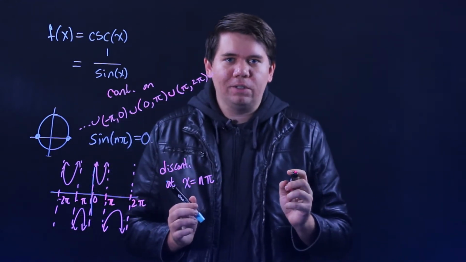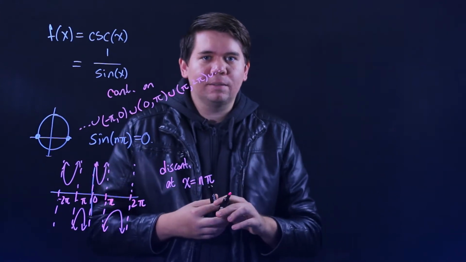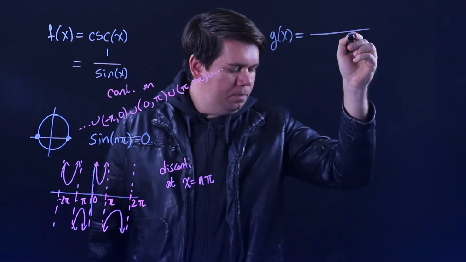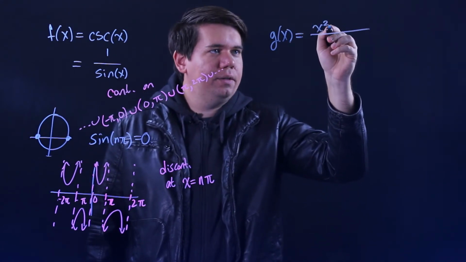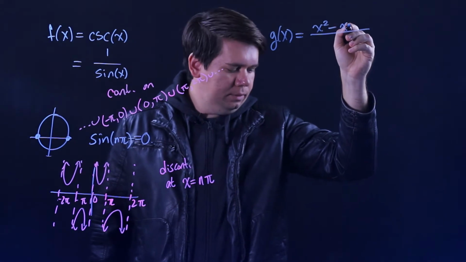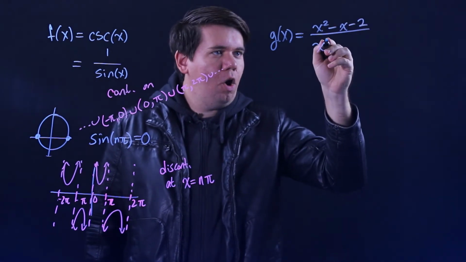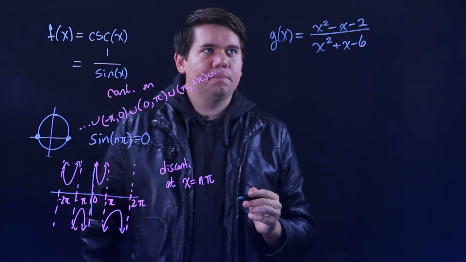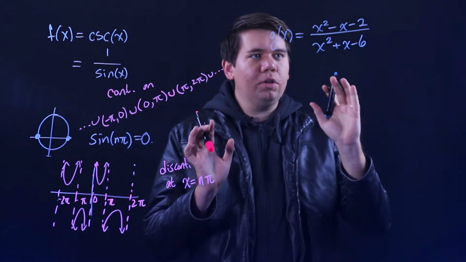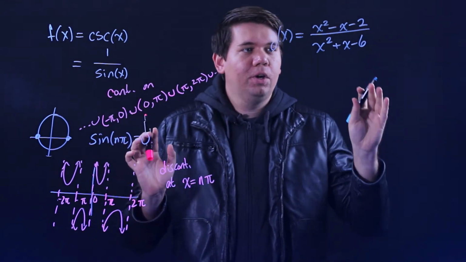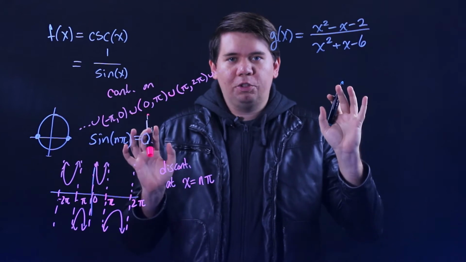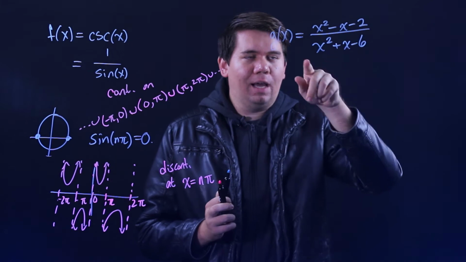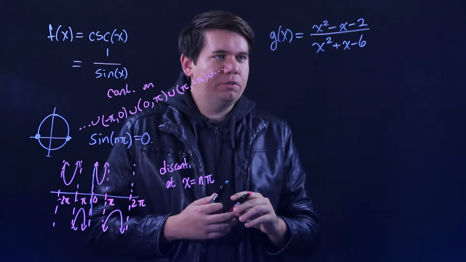Now let's look at a rational function and see if we can do a similar analysis. Let's consider the function g of x is equal to x squared minus x minus 2 all over x squared plus x minus 6. And again, when you look at this, there's going to be some bad behavior when the bottom is equal to 0, so we should be on the lookout for that. But a good first move would be, let's try and factor this and see if we can get a better sense of what's going on in this fraction.